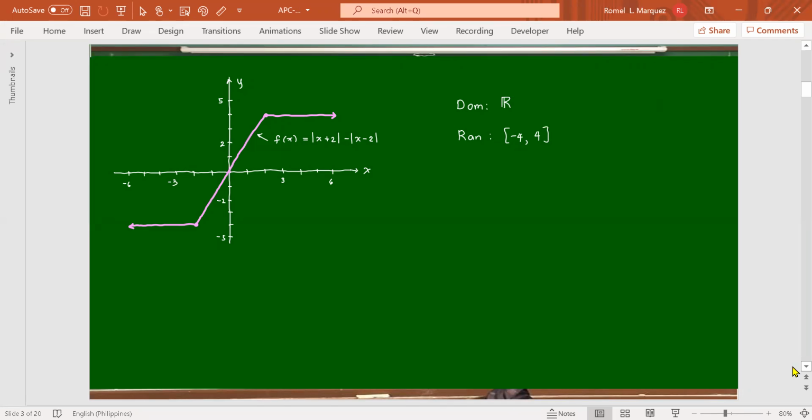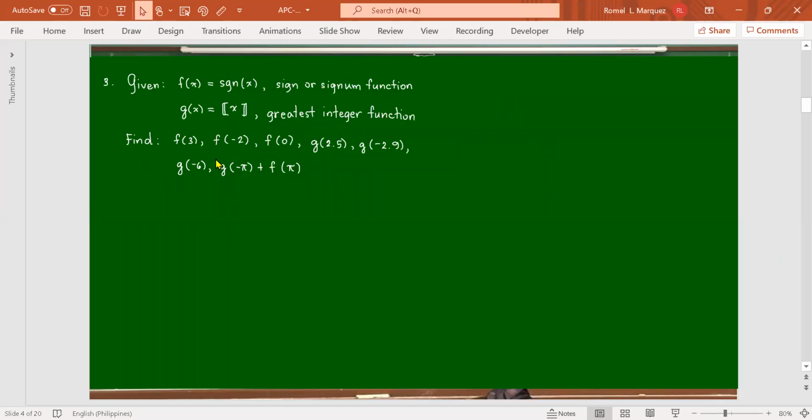None po. Okay, let's have number 3. Given f of x equals sine of x, so this is the sine function or signum function. I'm not really sure of my pronunciation. This is a Latin word. Is it sinu or signum? Just check, Google it. And then g of x is the greatest integer function. Are you familiar with these functions, guys?